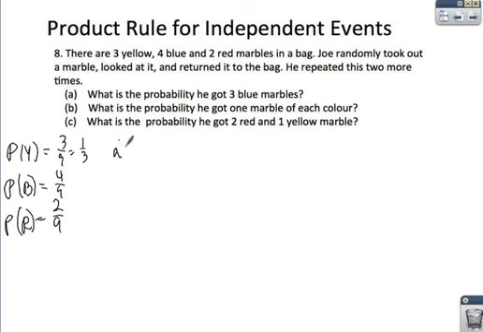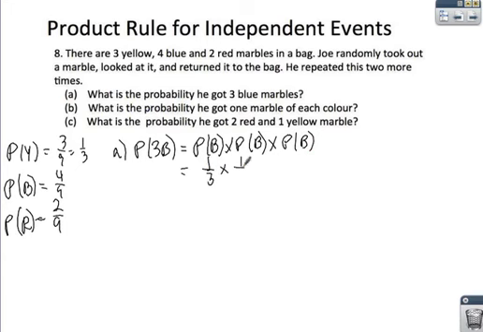So now in part A, it asks, what is the probability of getting 3 blue marbles? So I might use the notation like this. The probability of 3 blue, the calculation would be done this way. Probability of blue times probability of blue times probability of blue. Because again, they are independent. And the calculation would be this, 4/9 times 4/9 times 4/9, which would be 64/729.